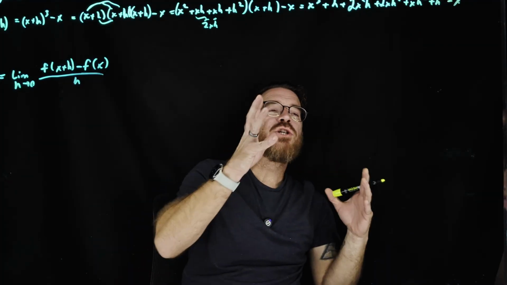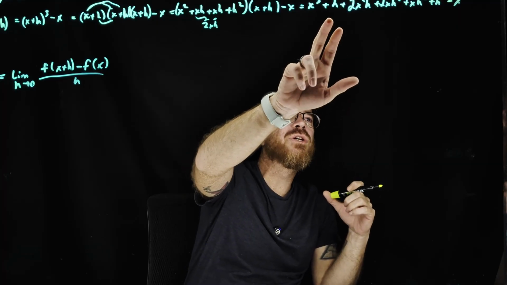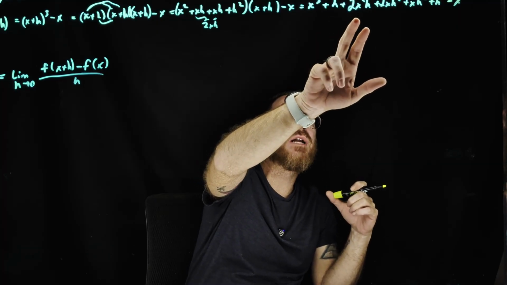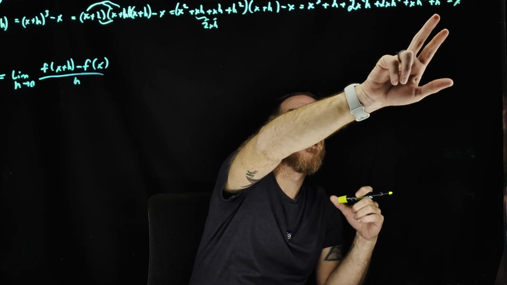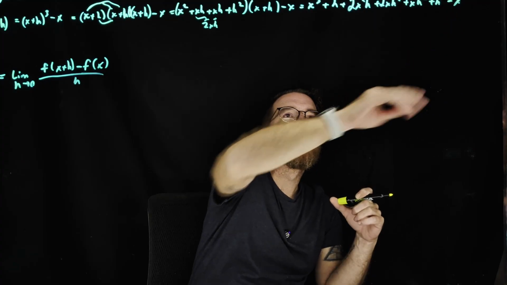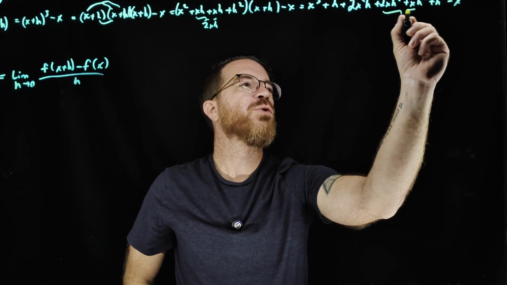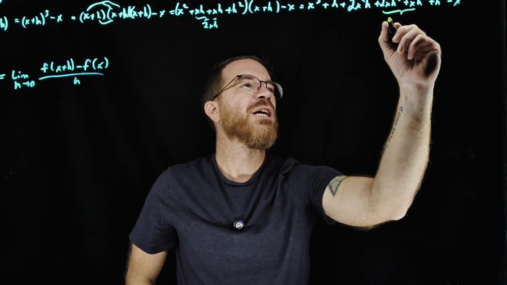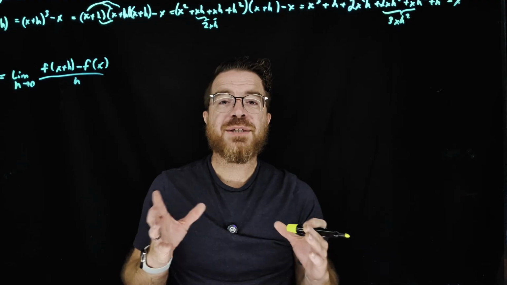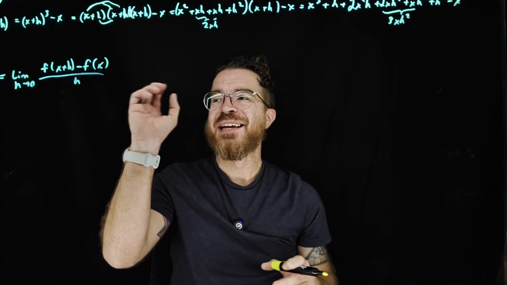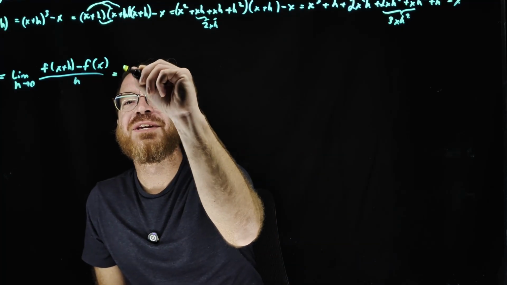Now we're going to see if there are any terms that I can bring together. I've got an x cubed term, I have an x squared h, I have an x squared h, I have an xh squared, I have another xh squared, I have an h cubed, and I have an x. So the only terms that look like they can come together are going to be these two. 2xh squared plus xh squared is going to give me 3xh squared. So now it's time to plug this into this.